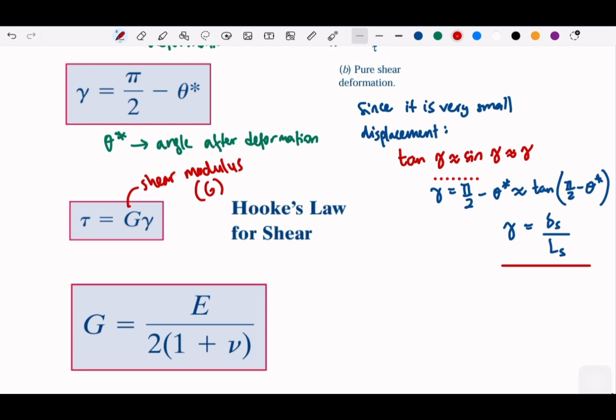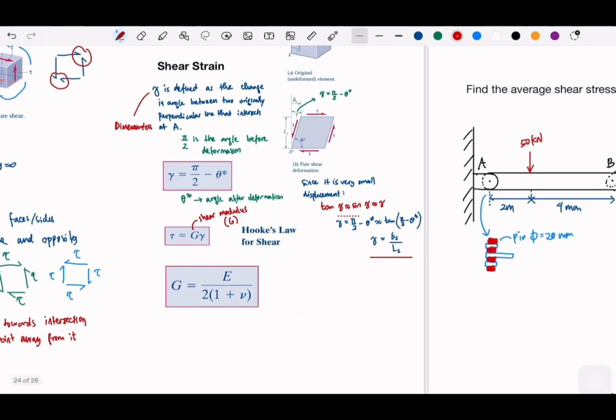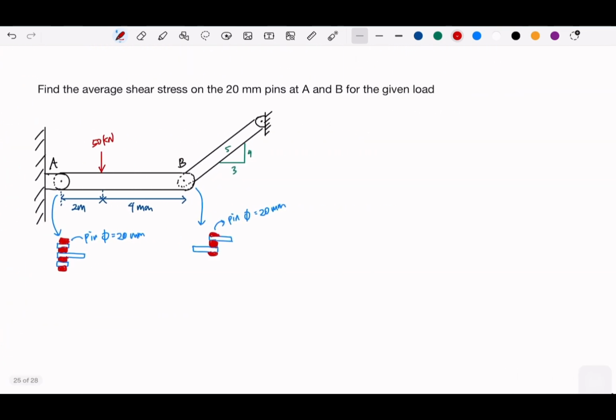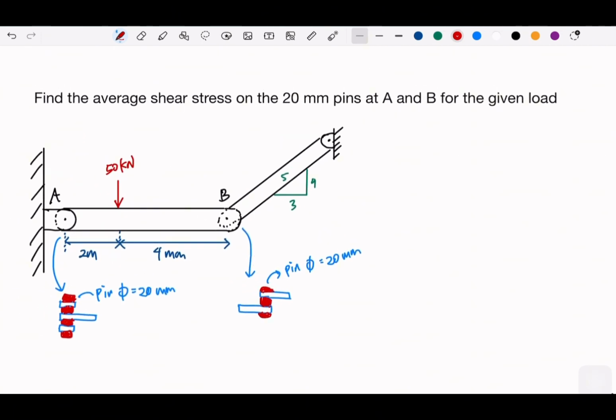Okay, let me check what else we have taken. Okay, so let's continue here. So I have an example. Since I don't have time to bring the whole picture, I drew the picture. So the question is very simple.